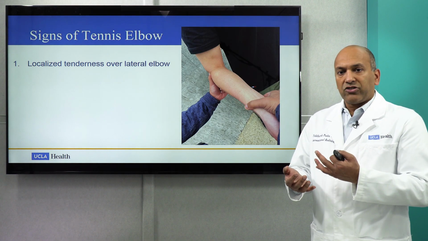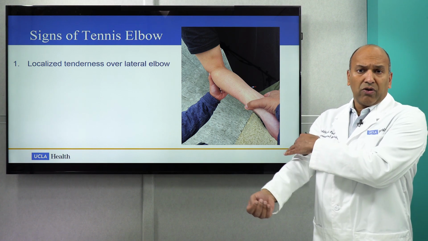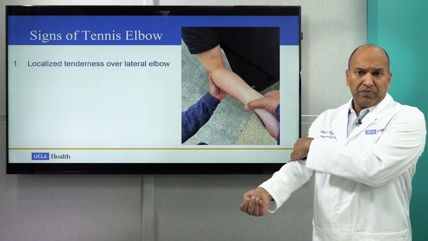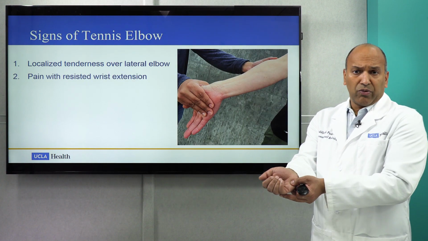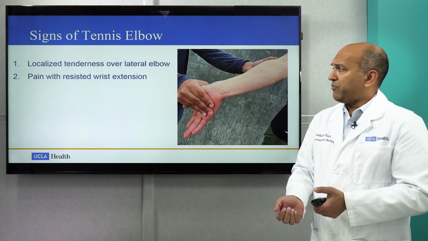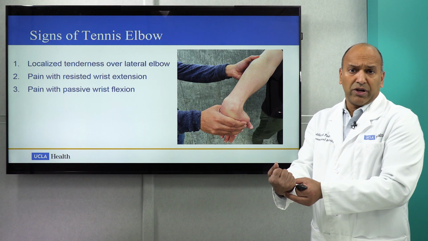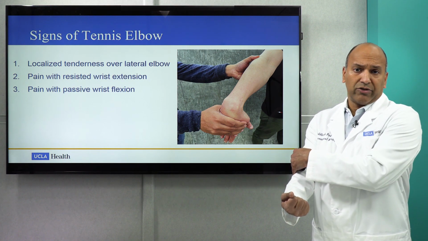Now, in terms of tennis elbow, what are the signs? We'll typically have localized tenderness over the outside part of your elbow. We'll also have pain with extension of the wrist when you try to bend your wrist backwards. And you'll also have pain with flexion of your wrist when you try to bend your wrist forwards, also along the lateral aspect of your elbow.